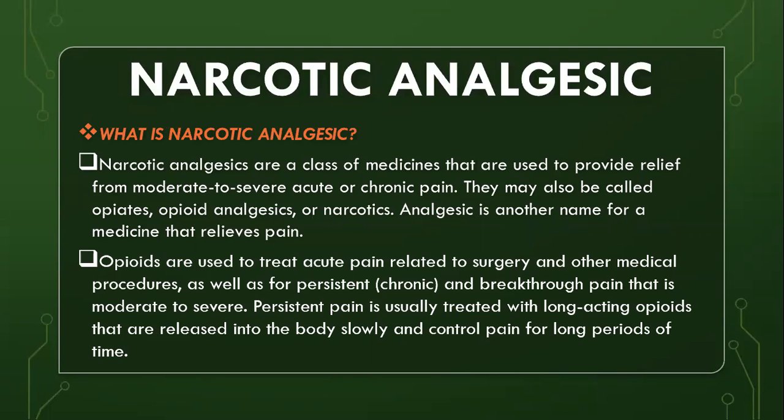Opioids are used to treat acute pain related to surgery and other medical procedures, as well as persistent, that is chronic, and breakthrough pain that is moderate to severe. Persistent pain is usually treated with long-acting opioids that are released into the body slowly and control pain for a long period of time.